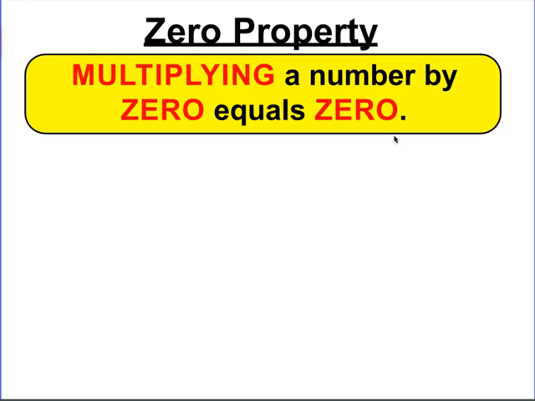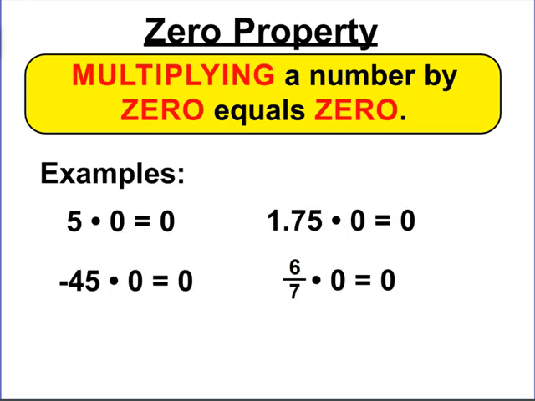Next property, maybe the easiest property of the set, the 0 property. This says when you multiply a number by 0, the answer is 0. So here's some examples. Anything, fractions, decimals, negative numbers times 0, the answer is 0. This probably you already know. We're just naming it as an official property just so we can use it for a number of different things in different types of math problems.